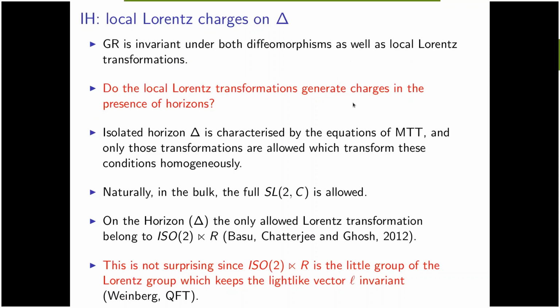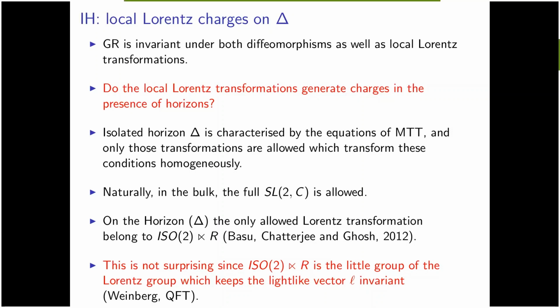So what happens is that the space-time is governed by GR, the theory of general relativity, that has invariance under diffeomorphisms as well as local Lorentz transformations. So the charges that we see, like mass and angular momentum, are charges that come from diffeomorphisms. What are the charges that come from local Lorentz transformations?